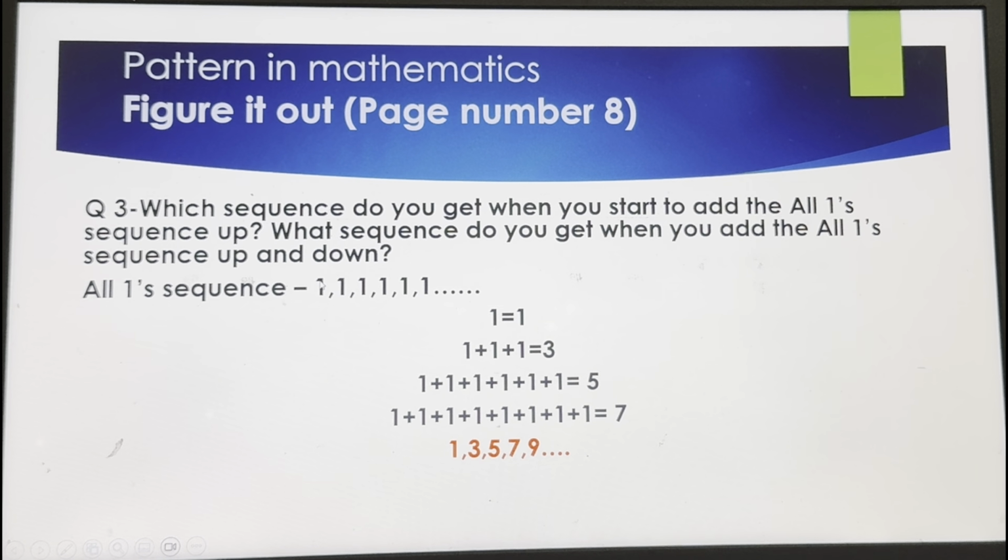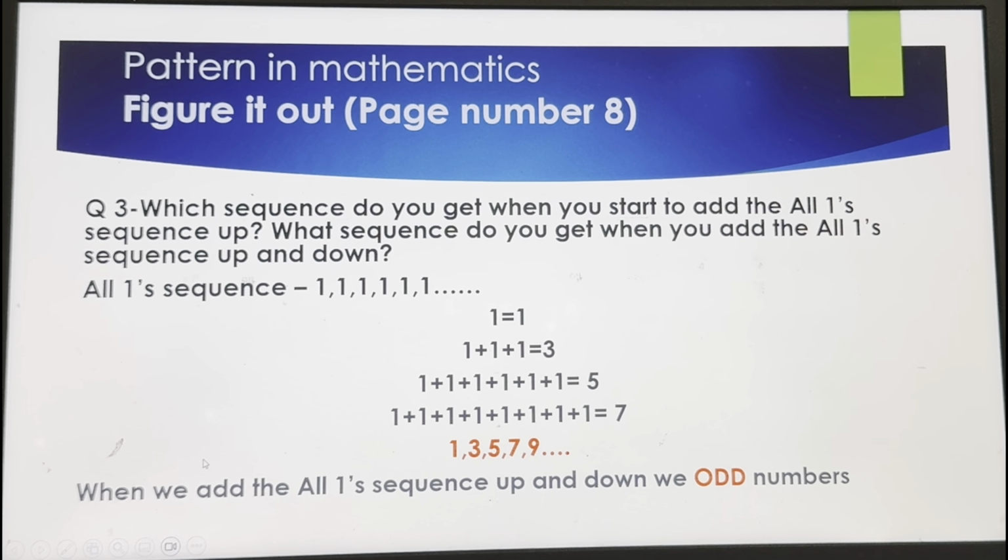Similarly, you are going up 1, 1, 1. Then you are coming back, so 1, 1, 1. So total 7. So now this way you are getting what type of numbers are these? 1, 3, 5, 7, 9. Yes, they are odd numbers. Right? So when we add all one sequence up and down, we get odd numbers.